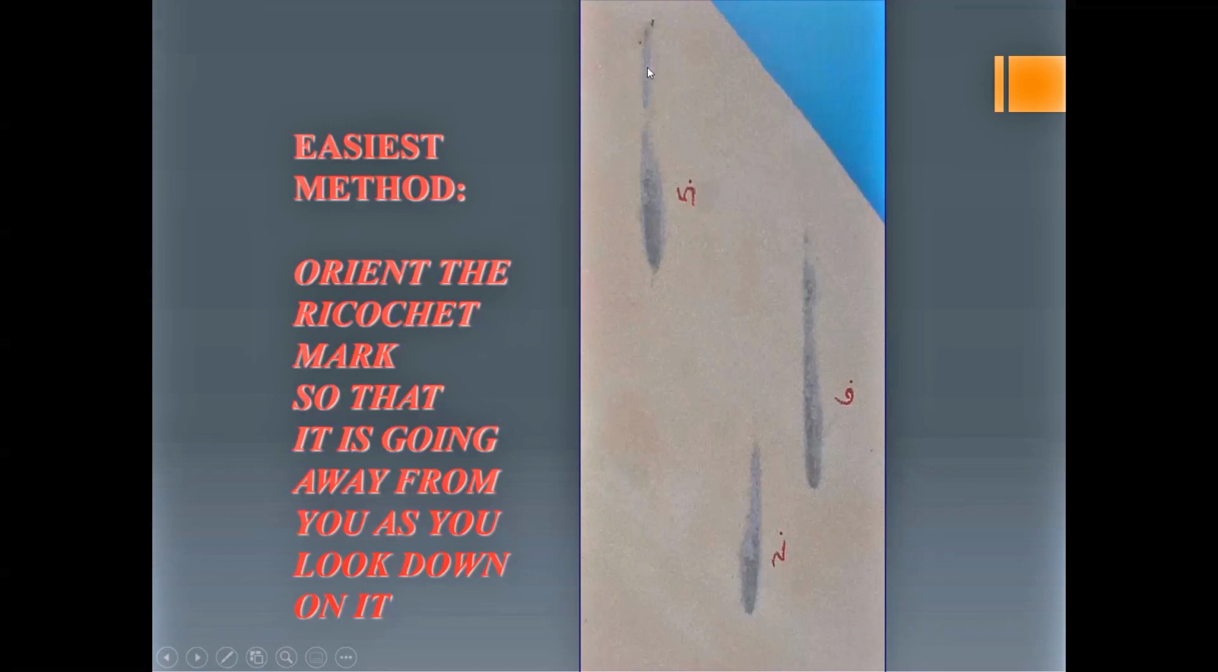So there's more mark on the left. This is a bullet with a left-hand twist, right? More mark on the left. This is a bullet with a left-hand twist. More mark on the right. This is a bullet with a right-hand twist.